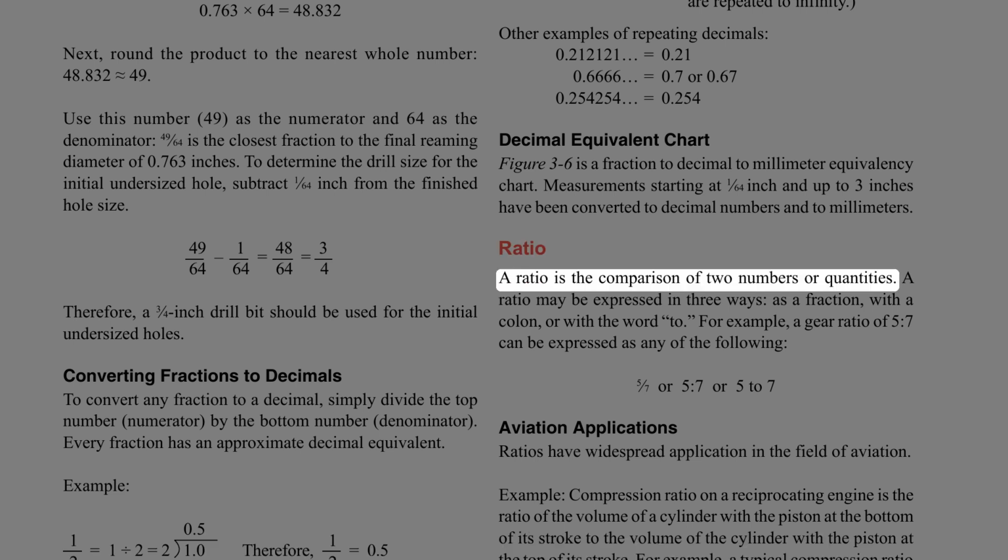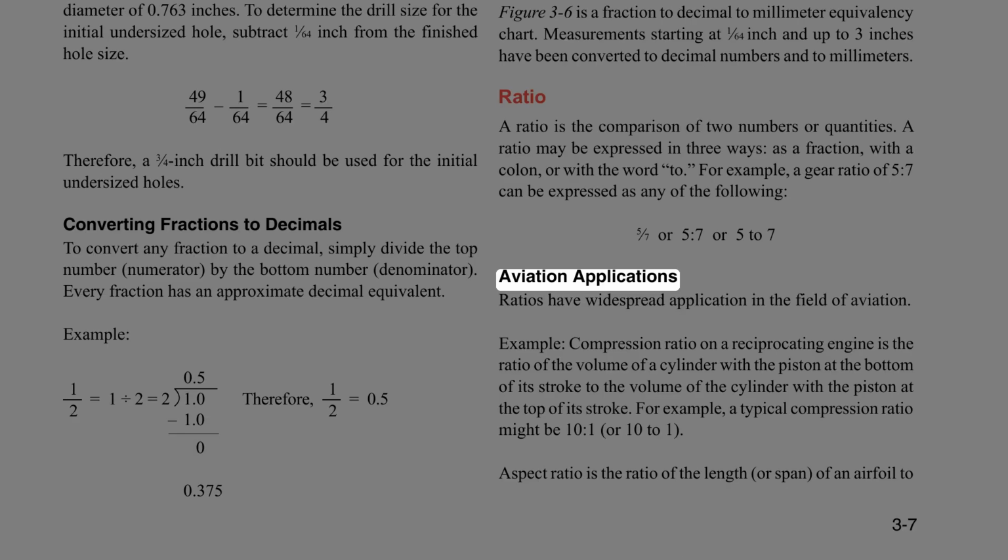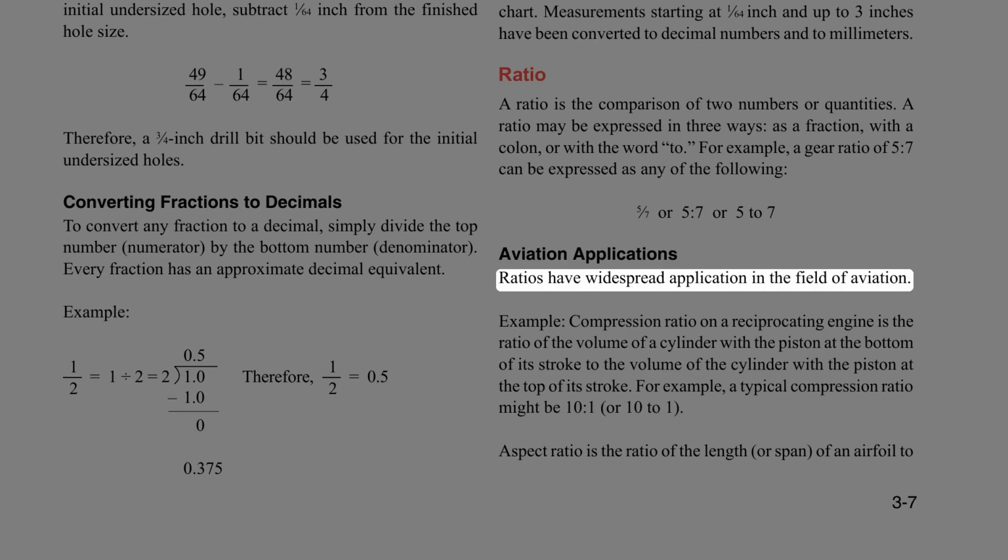Ratio. A ratio is the comparison of two numbers or quantities. A ratio may be expressed in three ways: as a fraction, with a colon, or with the word to. For example, a gear ratio of 5:7 can be expressed as any of the following. Aviation applications. Ratios have widespread application in the field of aviation.